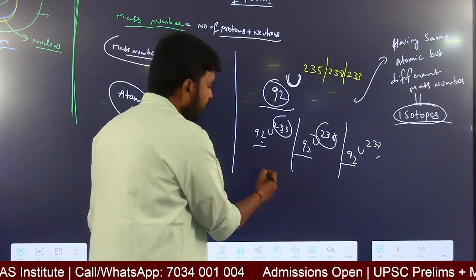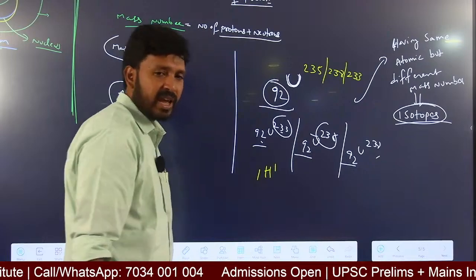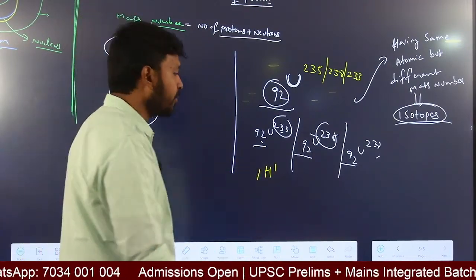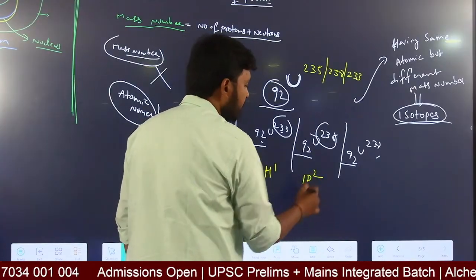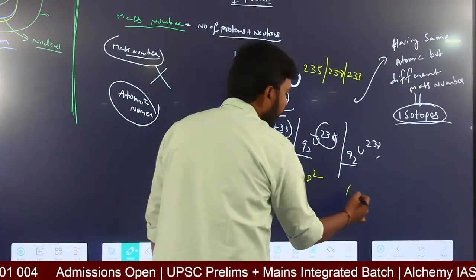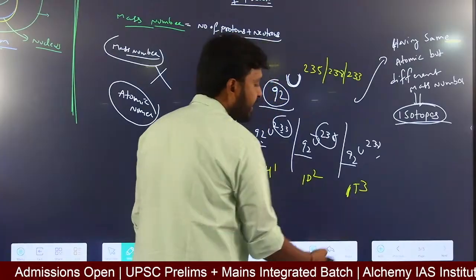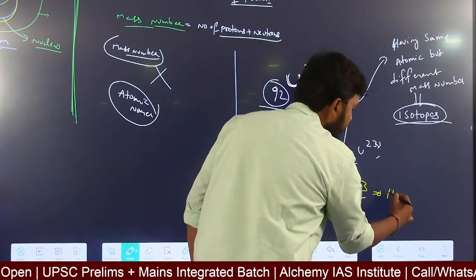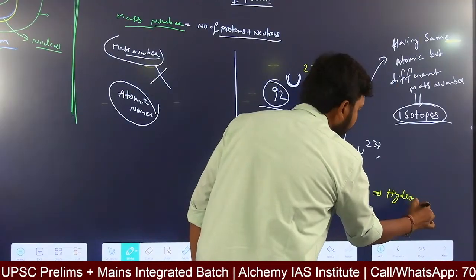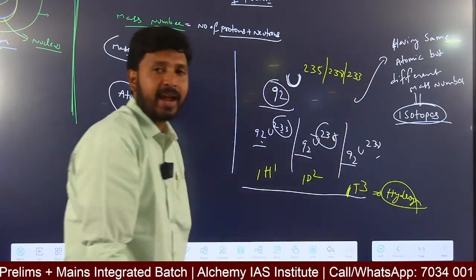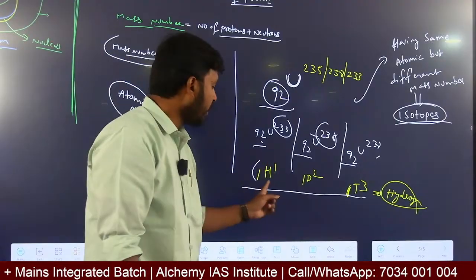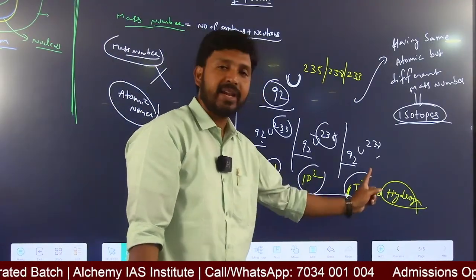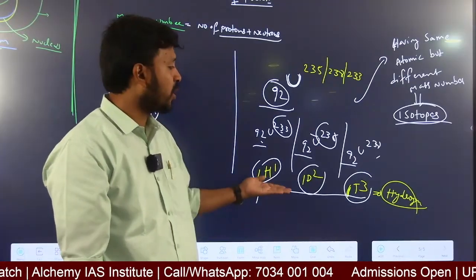The same way, when it comes to hydrogen also, there are different isotopes of hydrogen. This is 1H1, it is protium. This is deuterium. This is tritium. Because these are all the isotopes of which one? Isotopes of hydrogen. So 1H1 is called protium, then deuterium, and tritium. These are the isotopes of hydrogen.